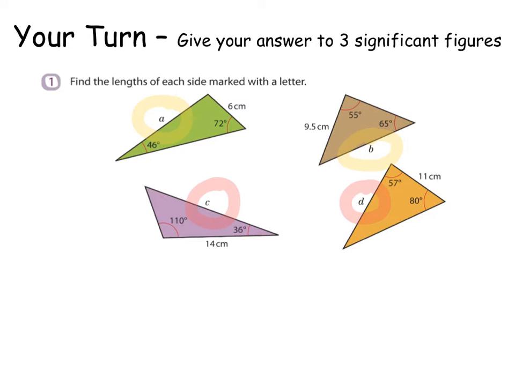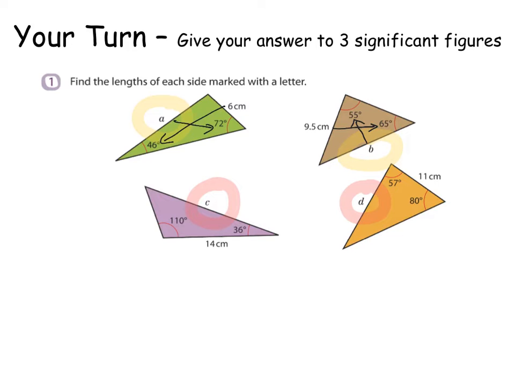So, if you just have a look at these questions, first of all, you'll notice that when you're looking for A here, it is already opposite the angle that you have there of 72 degrees. And likewise, 6 is already opposite the angle of 46 degrees. On B, B is opposite 55 degrees and 9.5 is opposite the 65 degrees. On the other two questions, there was a bit more of a problem because what you were looking for, or what you had, was not opposite the angles that you were given.